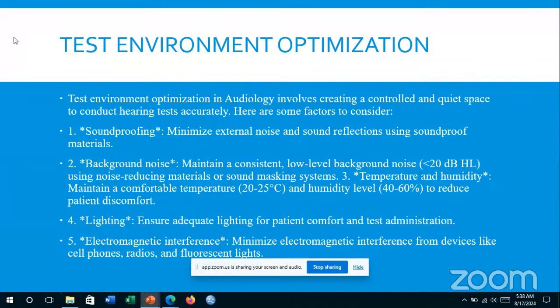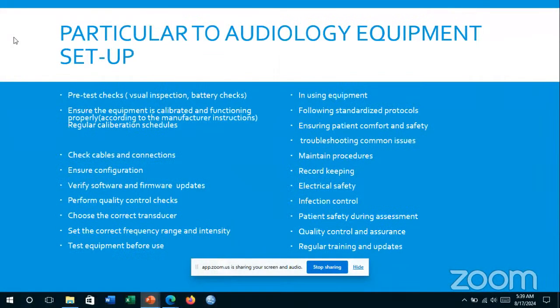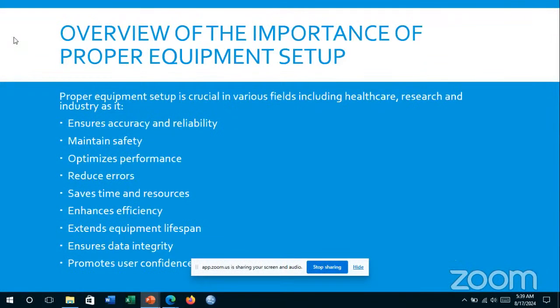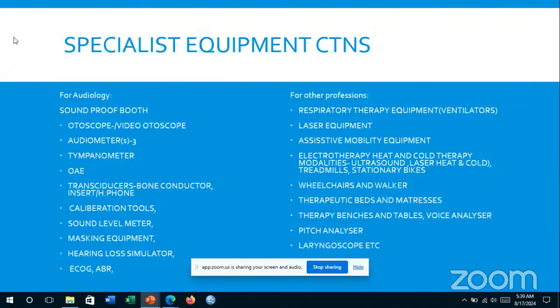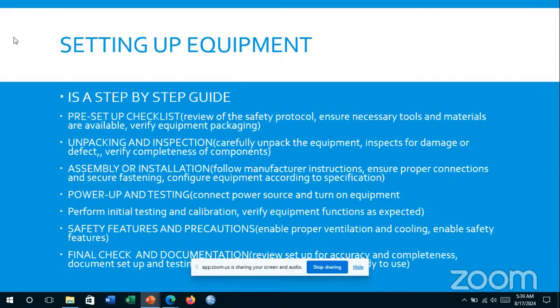Setting up and using equipment in audiology. It will involve having a sound booth. The booth minimizes external noise and sound reflection. It is a place where you keep your patient, so you must see to the comfort of your patient. It must be away from noise. Shield the booth, the patient and the equipment from too much noise.